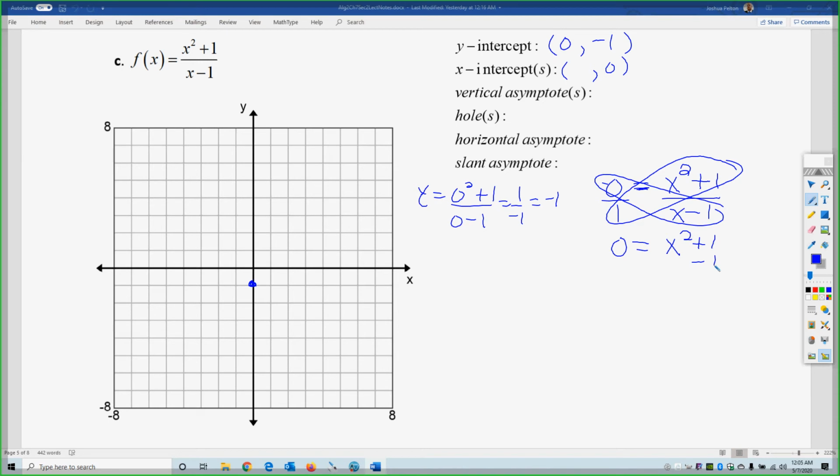So if I subtract 1, I get -1 equals x squared. But if I square root that, I get x equals plus or minus i, which means there are no x-intercepts here.